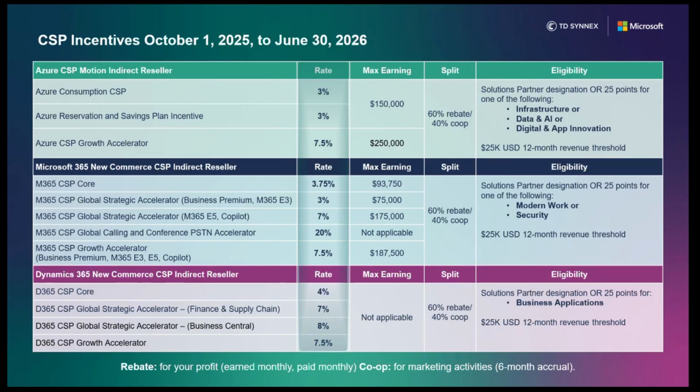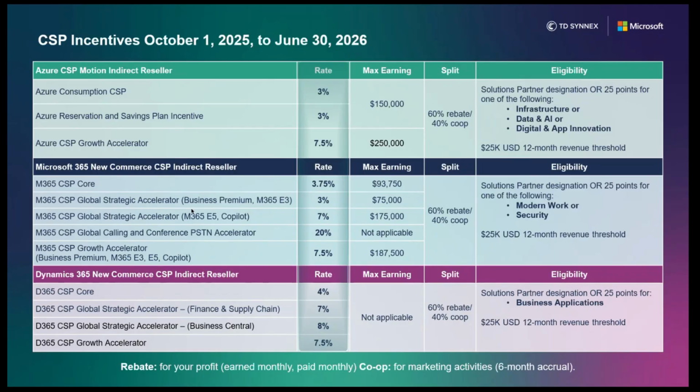Okay, now there is also a minimum revenue threshold of 25K across CSP, and that's a trailing 12 months. Now Modern Work still has that core CSP eligibility. And with that, partners will earn 3.75%.